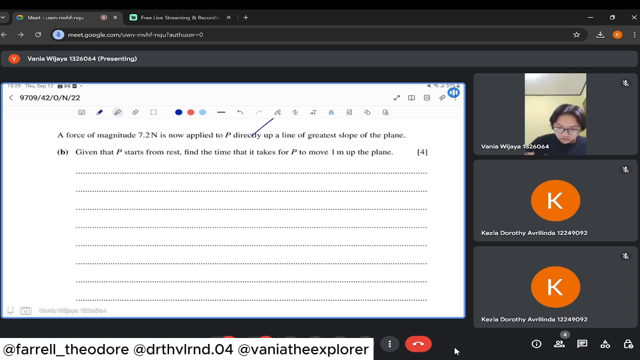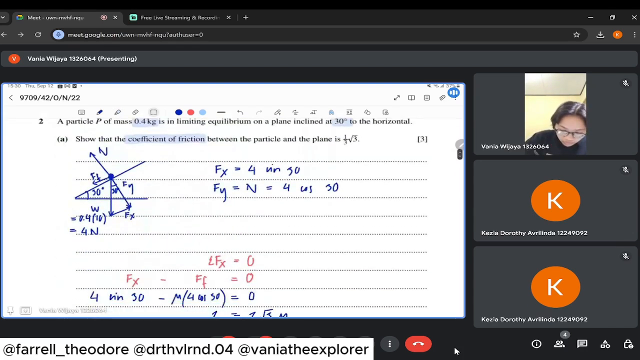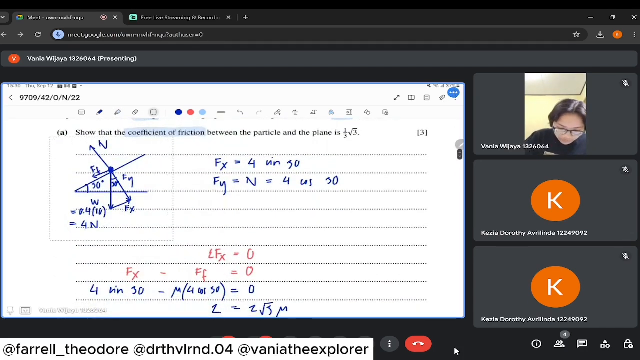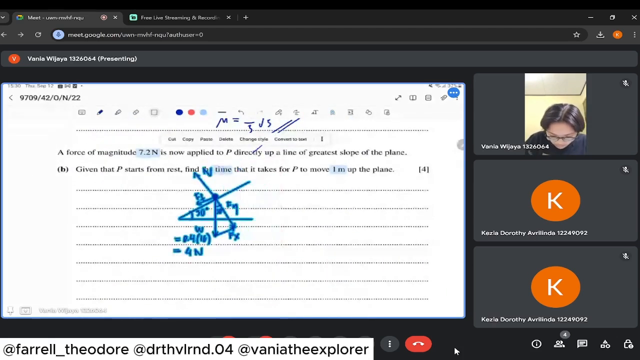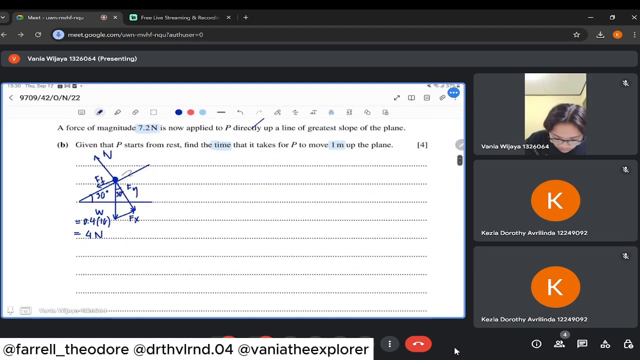A force of magnitude 7.2 Newton is now applied to P directly up a line of greatest slope of the plane. Given that P starts from rest, find the time that it takes for P to move 1 meter up the plane. Now we can copy the diagram from the previous one. We also have 7.2 Newton here.